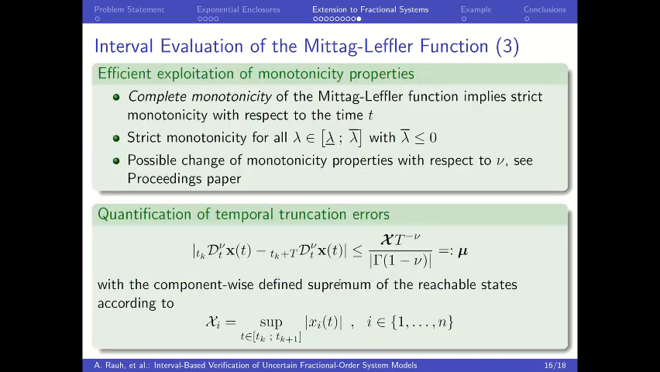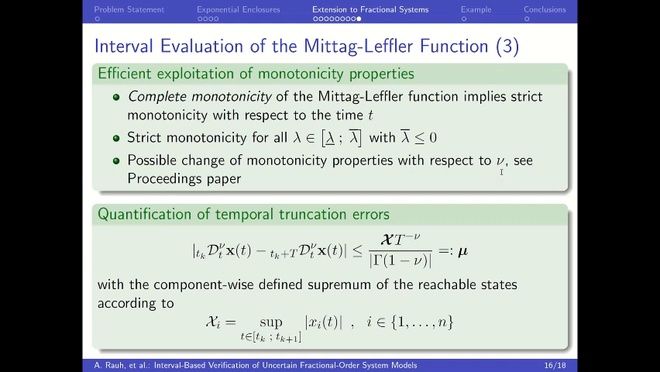Further on, we can exploit monotonicity with respect to two parameters. One of them is monotonicity with respect to time, and the other one is monotonicity with respect to the parameter lambda, as long as the upper bound of this parameter is strictly less or equal than 0. However, as shown in the proceedings paper, we have to treat uncertainty in the parameter nu with care. There, it may occur that the change of monotonicity properties occurs with respect to the parameter itself.